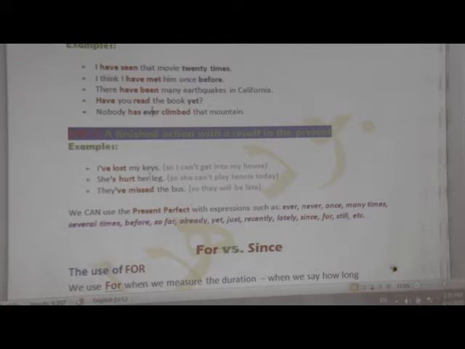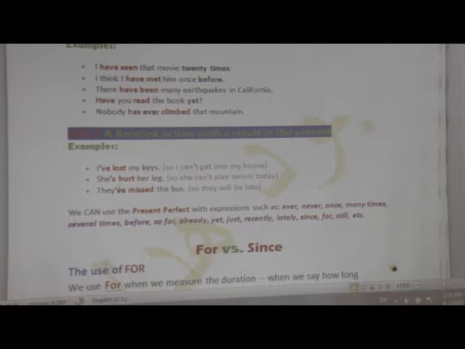So "I have lost my keys" is another example. Here, the form of present perfect is "I've lost", and it is the abbreviation, the contraction form of "I have". I have lost my keys. This happened in the past. But what is the result now? So I can't get into my house.